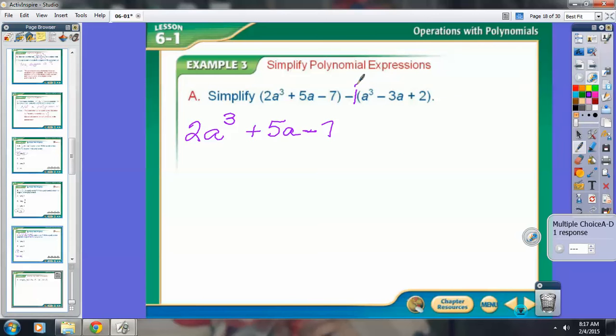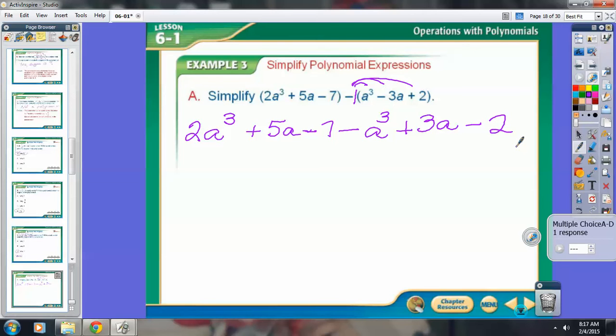And now distribute your -1. -1 times a cubed is negative a cubed. -1 times -3a is positive 3a. -1 times 2 is -2.